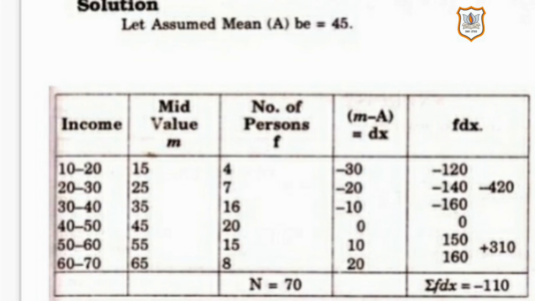Now we are going to find f dx, that is f into dx. So 4 into negative 30, that gives you negative 120. 7 into negative 20, that gives you negative 140. 16 into negative 10, that gives you negative 160. 20 into 0, that gives you 0. 15 into 10, that gives you 150. 8 into 20, that gives you 160.